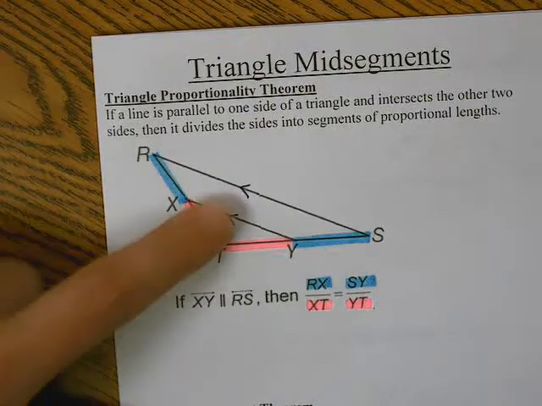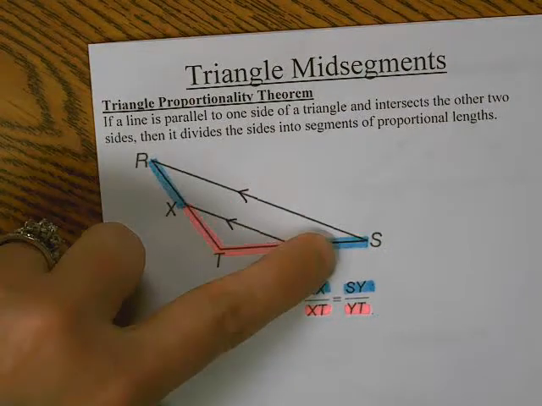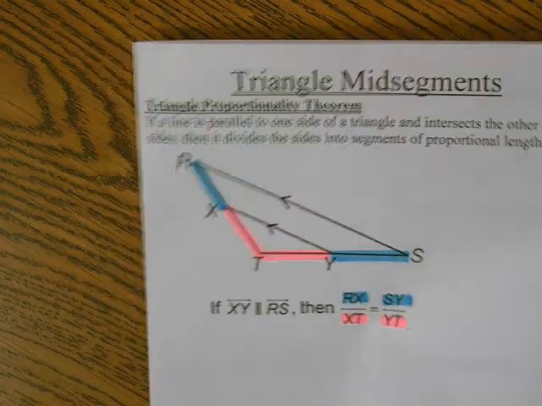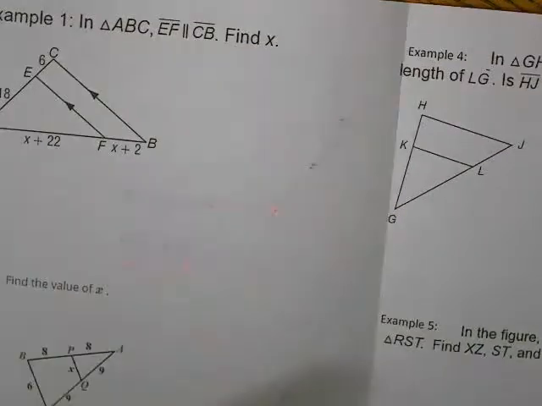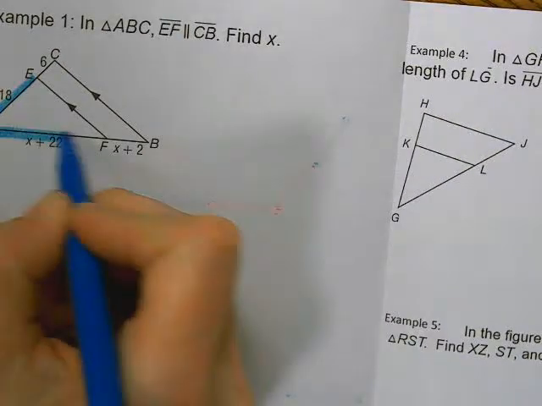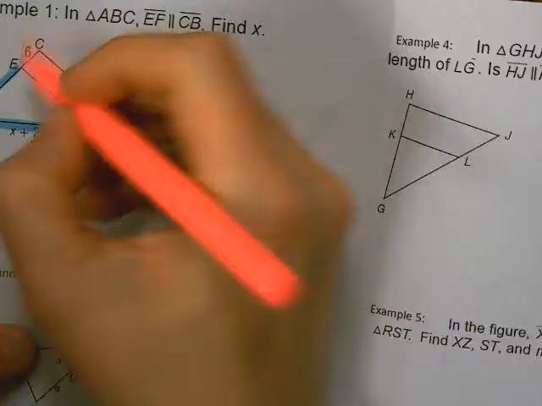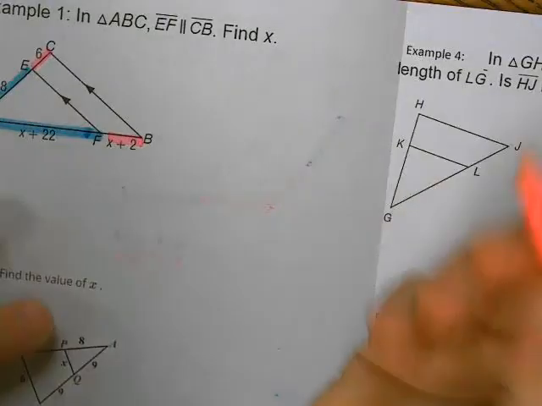But I do know, based on this proportionality theorem, that if I have two parallel lines, then those parts are proportional, right? There's little proportional parts. So let's go ahead and mark that. So we can say AE and AF would be blue, and then these parts right here on this side would be pink.